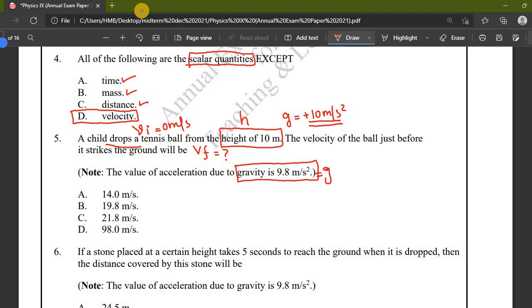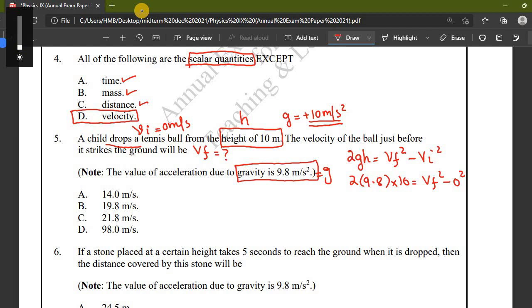To find the final velocity, we have the third equation of free fall motion, that is 2gh equals Vf square minus Vi square. Let's substitute the values: 2 multiplied by 9.8 multiplied by height 10 equals Vf square minus 0 square. 0 square will be 0, so finally we will get 2 multiplied by 10 multiplied by 9.8. 2 into 10 is 20, and 20 multiplied by 9.8 is 196, which equals Vf square. Taking the square root on both sides, we get Vf equal to 14 meters per second. So the correct answer for question number 5 will be option A.